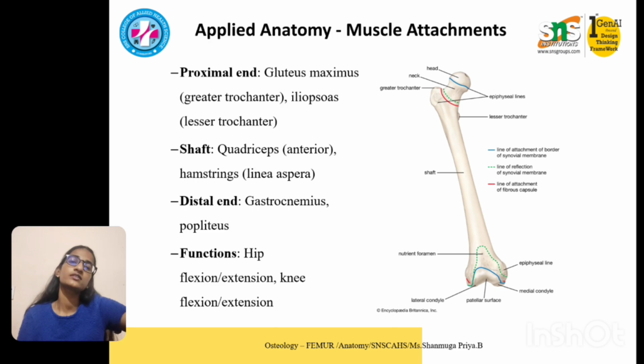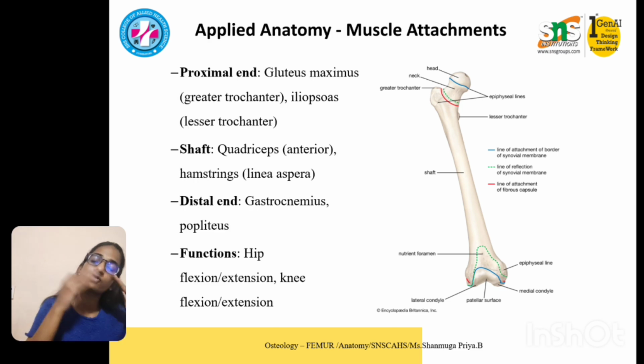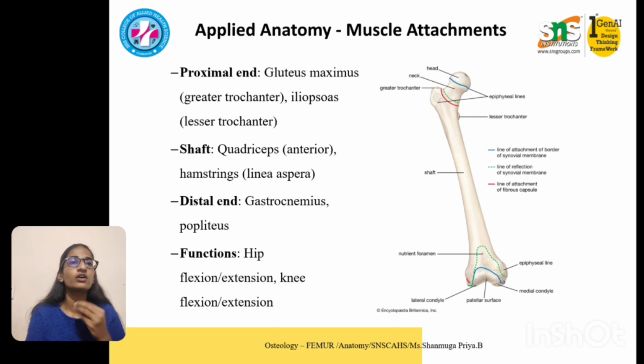So the next is applied anatomy, where we are just going to concentrate on muscle attachments. Here at the proximal end, we have gluteus maximus on the greater trochanter and iliopsoas on the lesser trochanter. On the shaft, we have quadriceps anteriorly, hamstrings on the linea aspera, and distally we have gastrocnemius and popliteus. These support hip flexion and extension and knee flexion and extension.